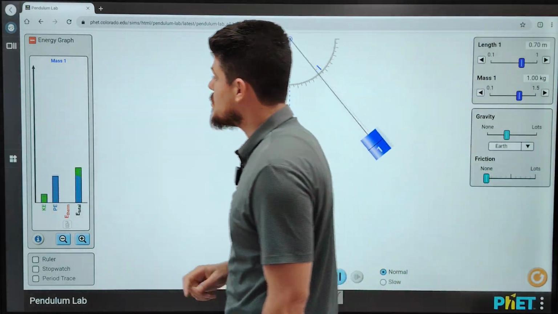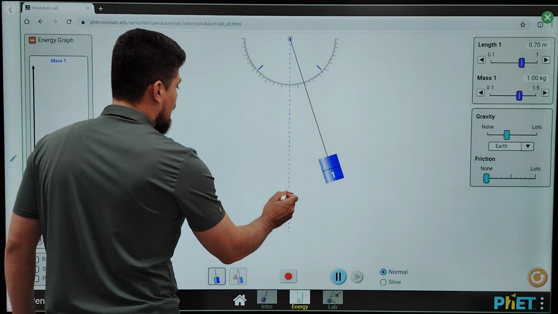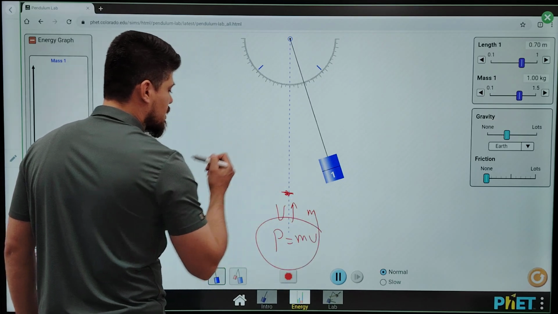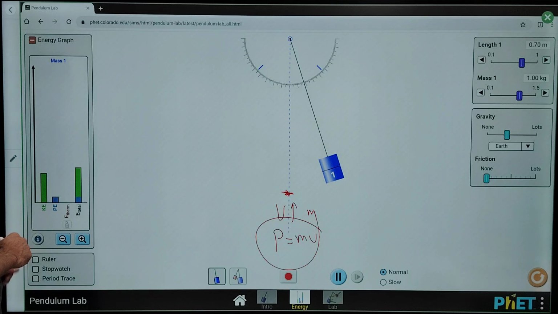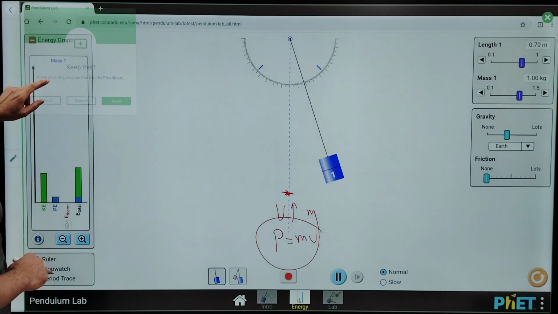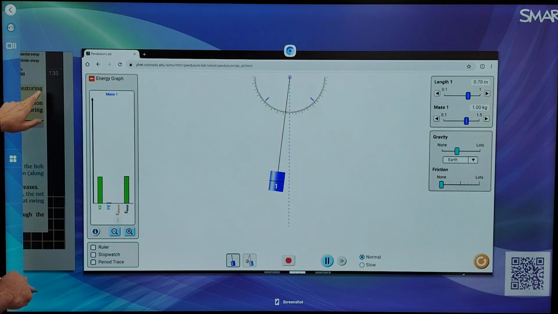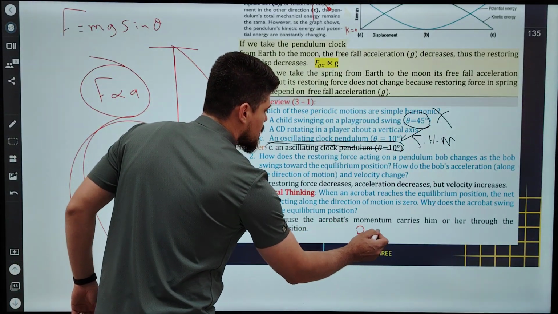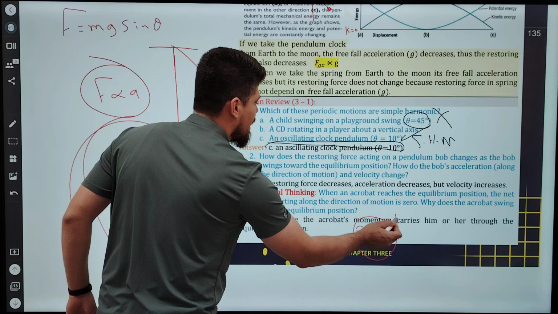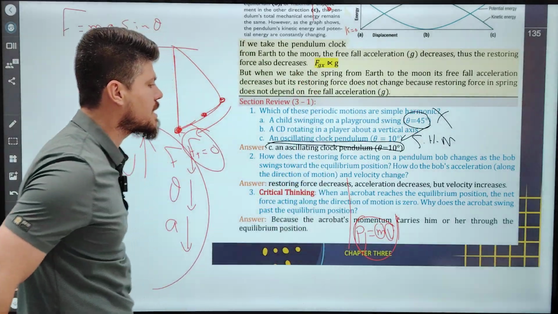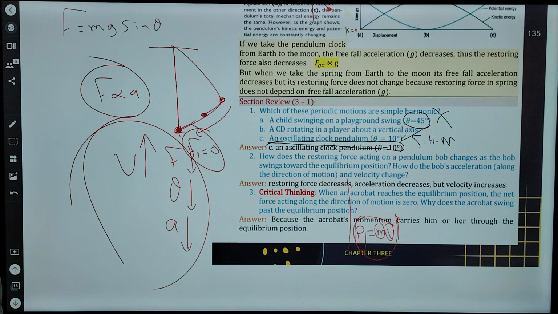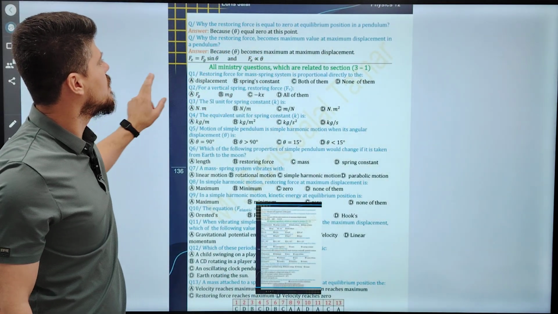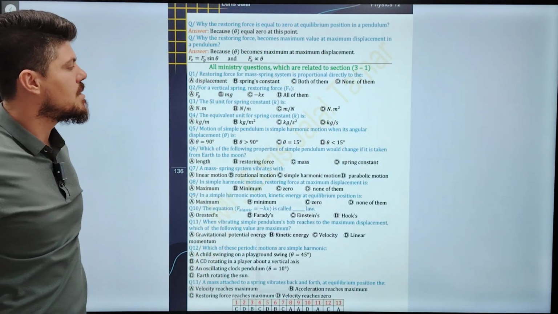Because of the inertia and because of the momentum. At equilibrium position, you know that we have maximum speed and also we have mass. Momentum is equal to what? Mass times velocity. So the momentum does not depend on the restoring force and the acceleration. That is why the object passes through the equilibrium position without stopping. At equilibrium, velocity is maximum, mass doesn't change, so momentum is maximum, and the object passes through the equilibrium position. Why is the restoring force equal to zero at equilibrium? Because theta is zero. Why is it maximum at maximum displacement? Because theta is maximum.